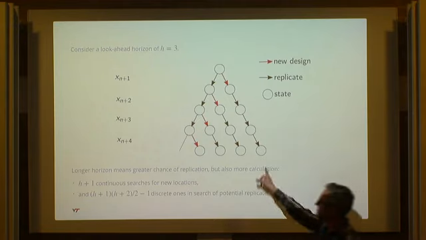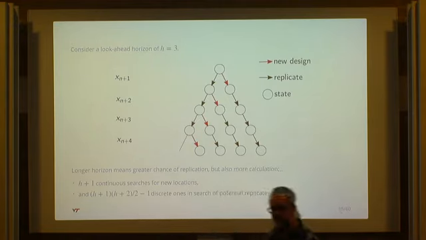And this tree of decisions does not grow that quickly. It only grows quadratically in the horizon that you're looking forward, not exponentially. So it's feasible computationally.